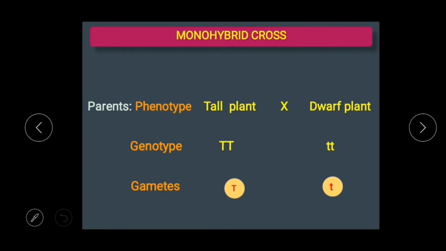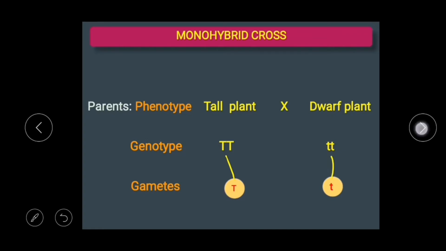Then represent the gamete. Here the gamete is capital T. Here the gamete is small t. Both of them represent inside a circle. It should be written inside a circle. Okay, that is a rule. Then phenotype is tall plant. Then genotype is capital T. Then phenotype is dwarf plant. Genotype is small t. Gamete is capital T for tall plant and small t for dwarf plant.